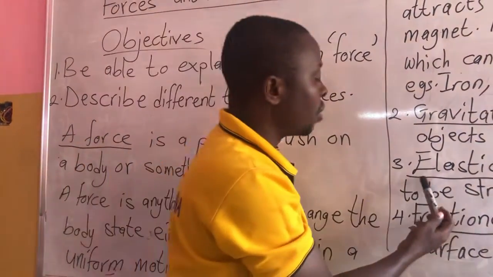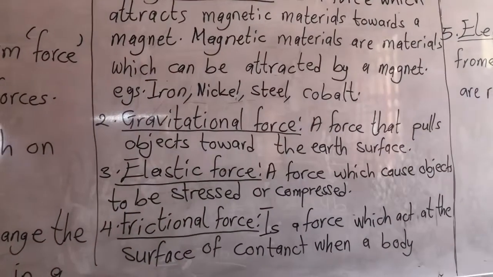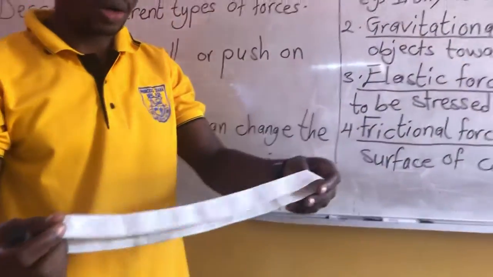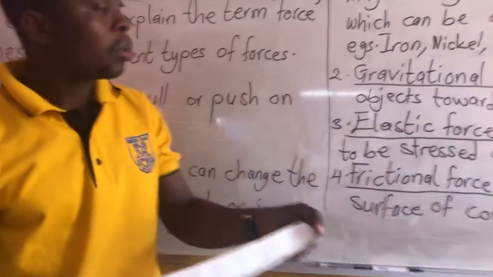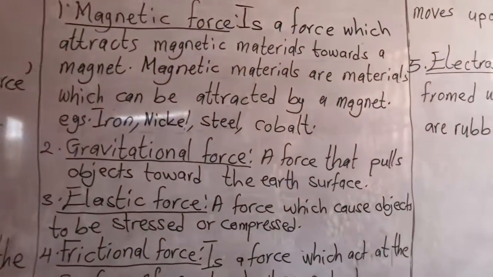Now let's continue. We have what? Elastic force. Let's look at this example. This is an elastic band, or rubber band. Now we say elastic force is a force which causes an object to be stressed.